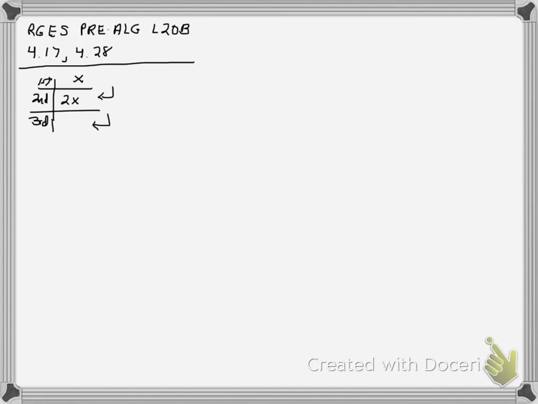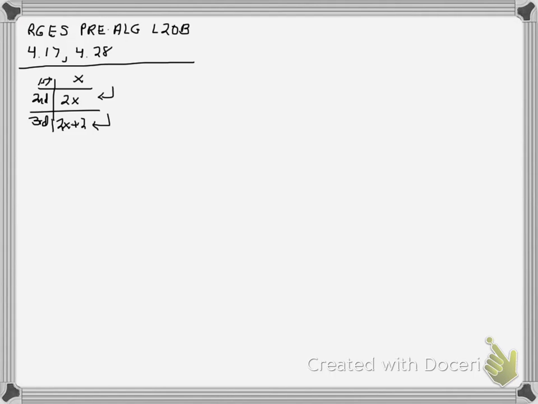And now we look at the third part and see if we can write another expression. It says the third part is 2 more than the second. So if the second part is 2x, then the third part is 2 more. So we would add 2 more. And now I have an expression for each of my parts.